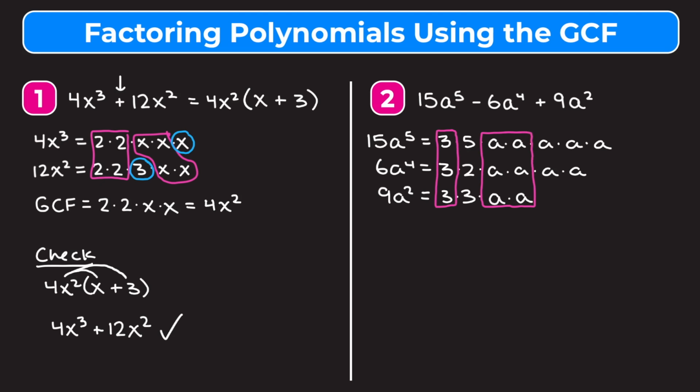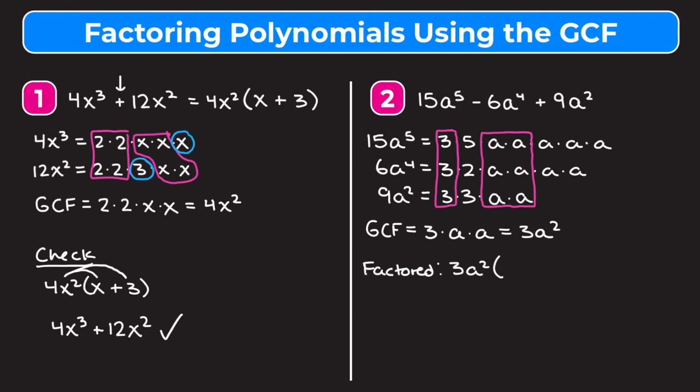So we're going to write down our greatest common factor, which is going to be the 3 multiplied by the 2 a's, which is the same as 3a squared. And now down here, I'm going to write the factored form of our answer. So we're going to pull out a 3a squared, and now we have to figure out what we're going to be left with for each of our terms.